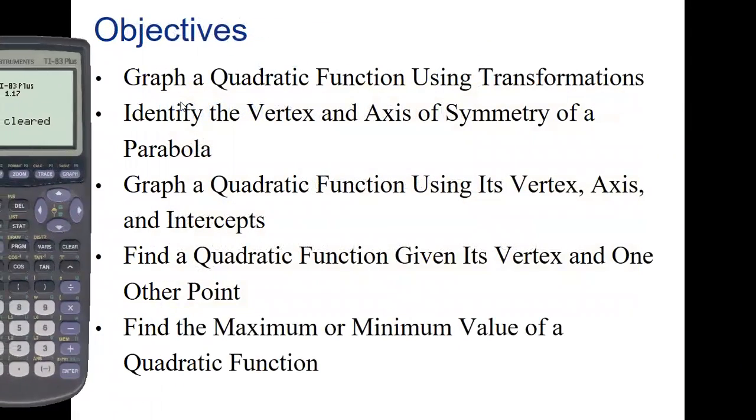For quadratics, we're going to talk about their graphs, transformations, vertex, axis of symmetry, graphing the quadratic using this vertex axis, find the quadratic function with the vertex in one point, find the max or min. All of this should feel and sound relatively familiar. Yes. So what we spent 3 weeks on in Algebra 2, we're going to spend 2 days, if that. Okay, here we go.